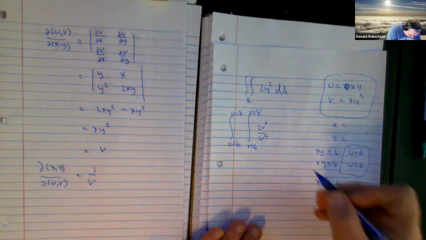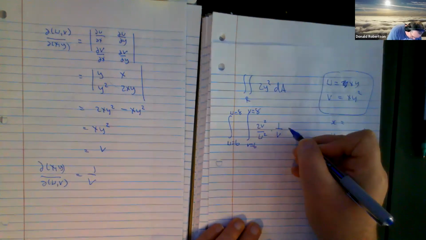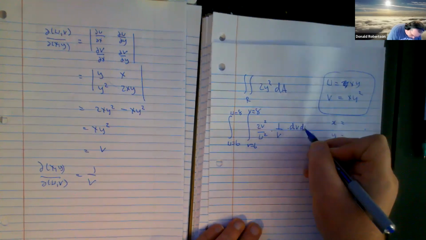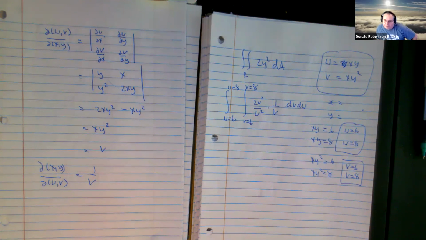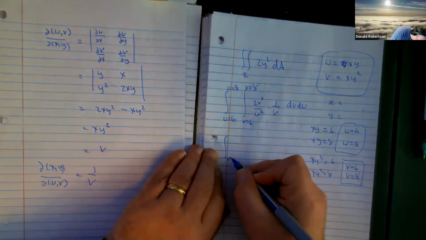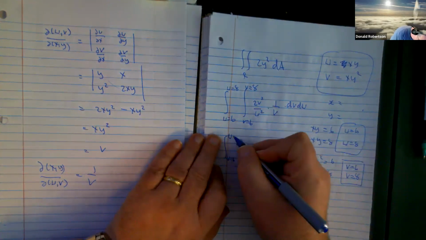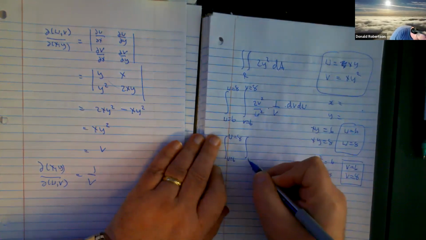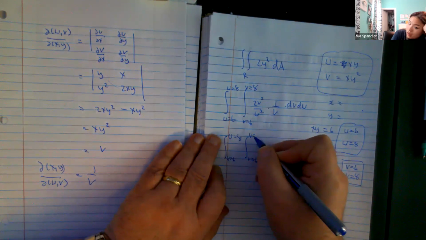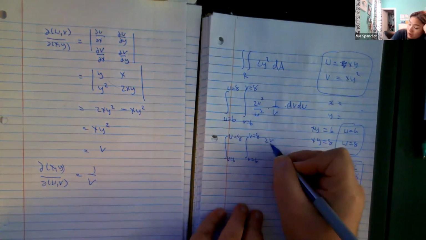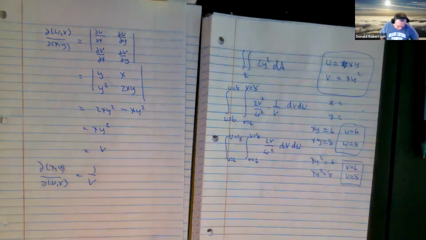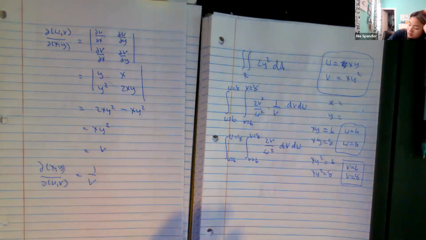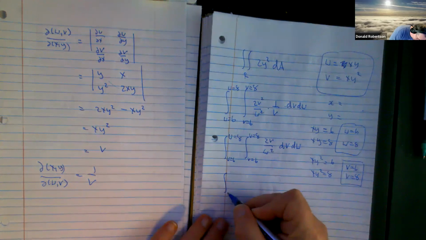I have a Jacobian, which is 1 over v, and I'm going to do a dv and a du. How does that look compared to what you were doing? Does it look familiar or not? Yes, that's what I had. Did you do it the same way I did it, or did you figure another way? I did it the same way you did. Okay, so might as well separate them.